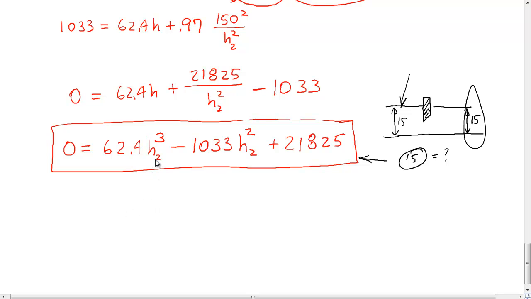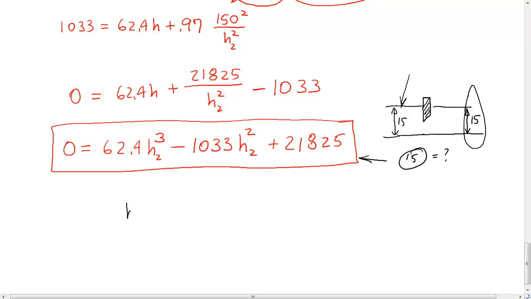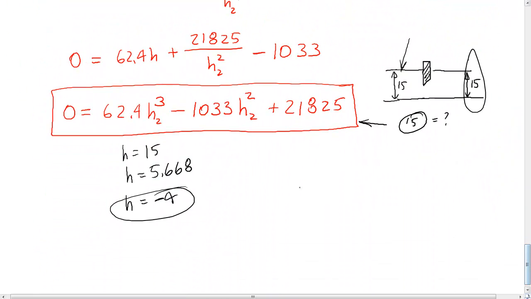Now, I did all that, and I forgot to copy down my values. So my other value is 5.668. I got another value which was minus 4 and change. That's not possible. So you get two solutions here. You get a 15 and you get a 5.668.